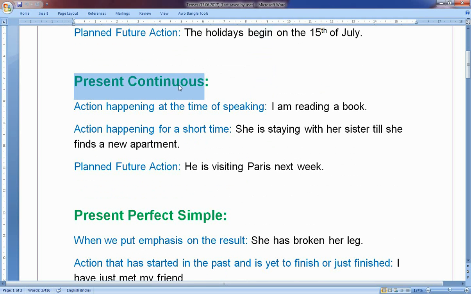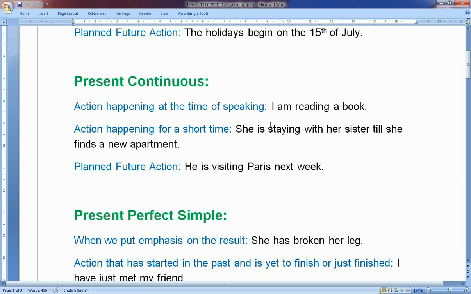Next, we move on to the present continuous. Here, it is also divided into three parts: action happening at the time of speaking, action happening for a short time, and planned future action. Action happening at the time of speaking means we are doing something and speaking about it at the same time. For example, at present we are learning English, so we are learning and talking about it at the same time. Let us consider the example given here. I am reading a book, which is a real time action.